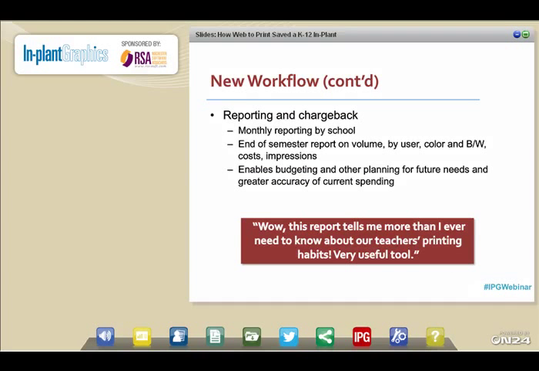So the reporting and the chargeback is part of our workflow now, and it is a godsend for us because we were doing it all by hand and manually charging back. It was inaccurate. It was unreliable. These reports are customizable to exactly what you want to see.